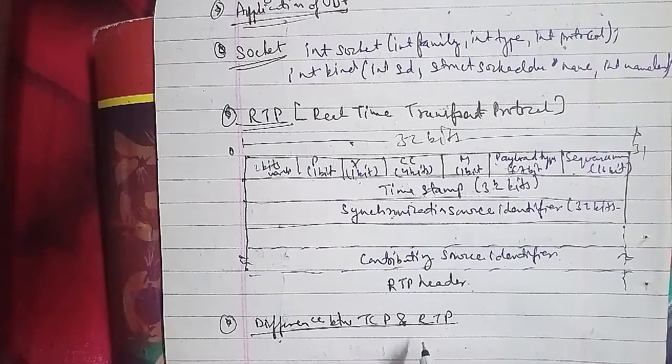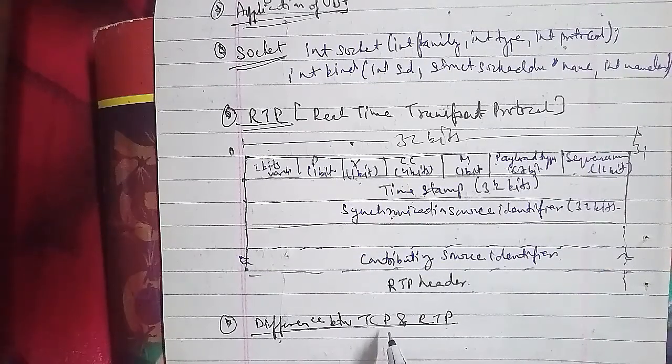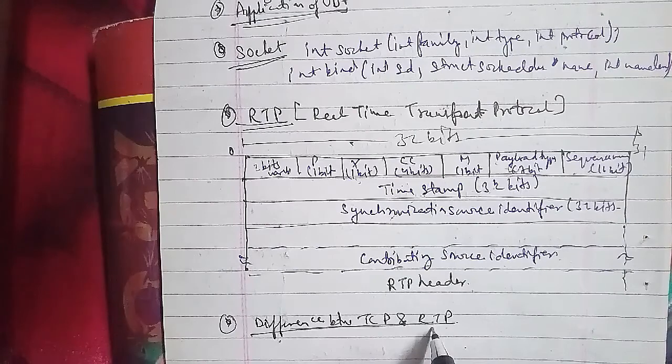The RTP header has a 32-bit header and TCP has a 32-bit header as well. RTP has a 16-bit sequence number, but TCP has a 32-bit sequence number. So this is what we are talking about in terms of RTP.